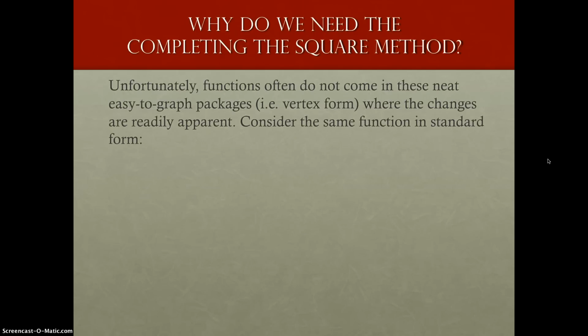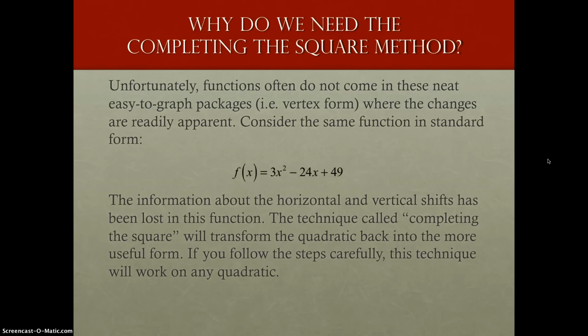Unfortunately, functions often do not come in these neat, easy-to-graph packages. That's actually called vertex form, because the vertex would have been at (0, 0) for the parent function, and then moved according to the shifts. So if we were given the same function in standard form, 3x squared minus 24x plus 49, we can still see the vertical stretch of 3, but we cannot see the left, right, up, down shifts. So the technique called completing the square will transform this back into the more useful form of vertex form.